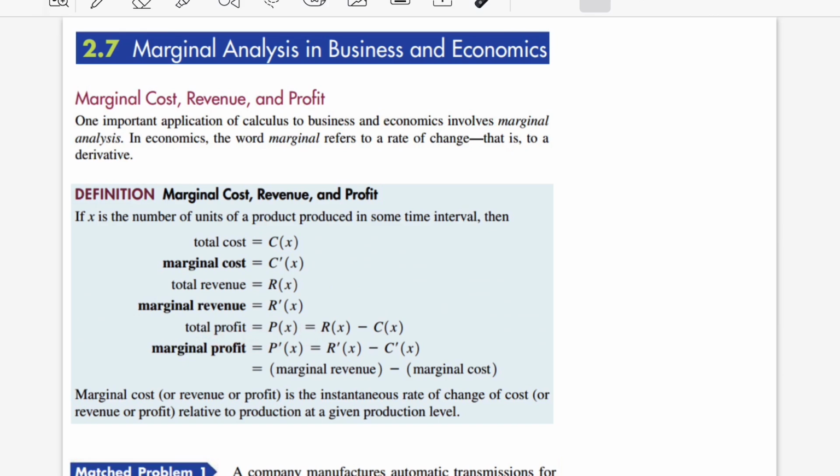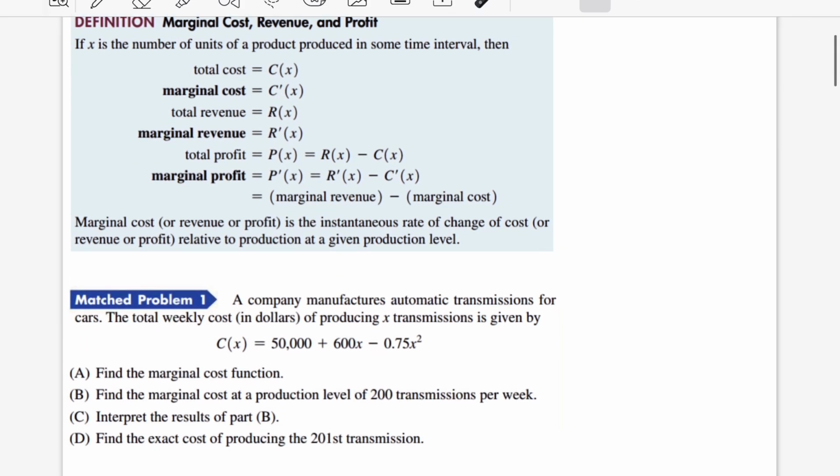And lastly, the total profit here is going to be our revenue minus the cost that it takes to make the certain product. And then the marginal profit will be the derivative of our revenue minus the derivative of our cost, or the marginal revenue minus the marginal cost. All right, so we'll look at an example of this.